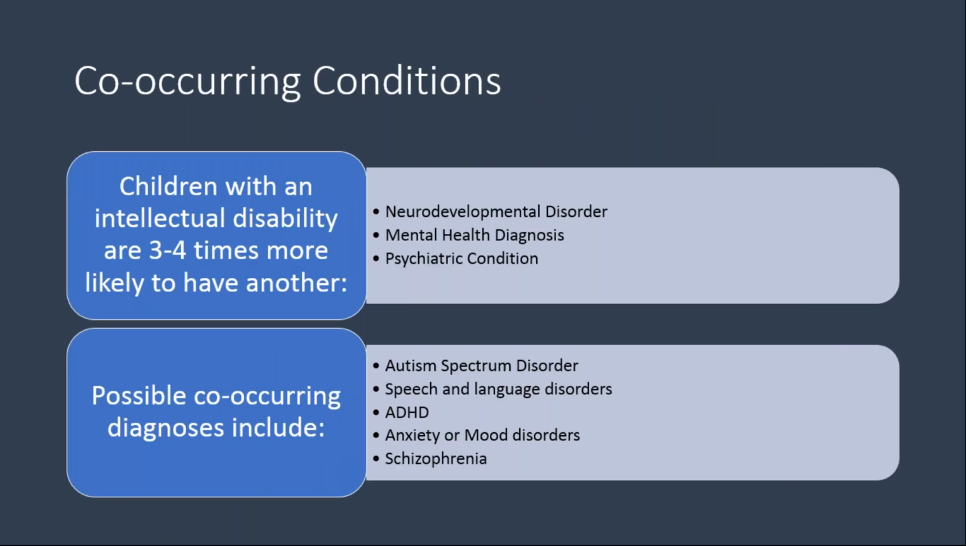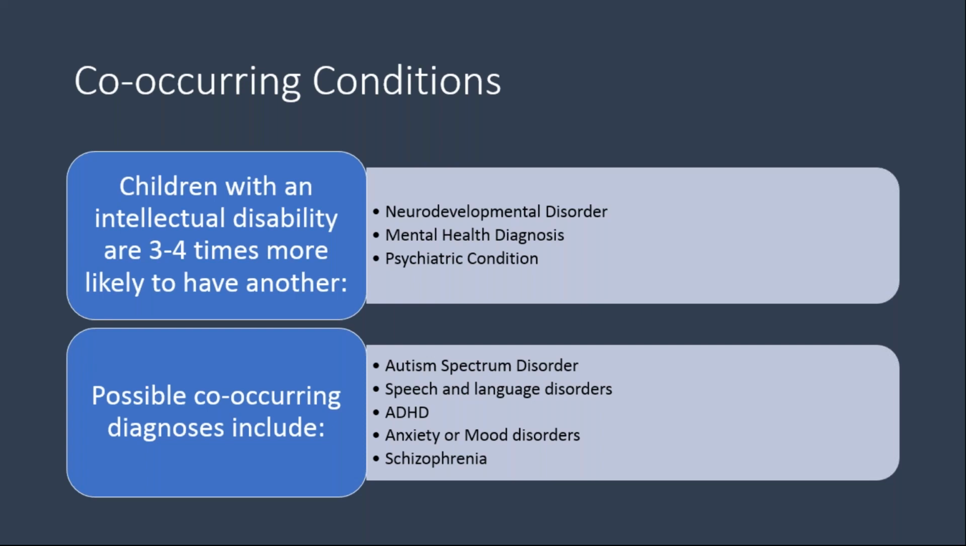There's also frequent co-occurring conditions with an intellectual disability. So children who are diagnosed with an intellectual disability are about 3 to 4 times more likely to be diagnosed with another neurodevelopmental disorder, another mental health diagnosis, or possibly another psychiatric condition. So it doesn't necessarily mean that they will not struggle with other difficulties as well.